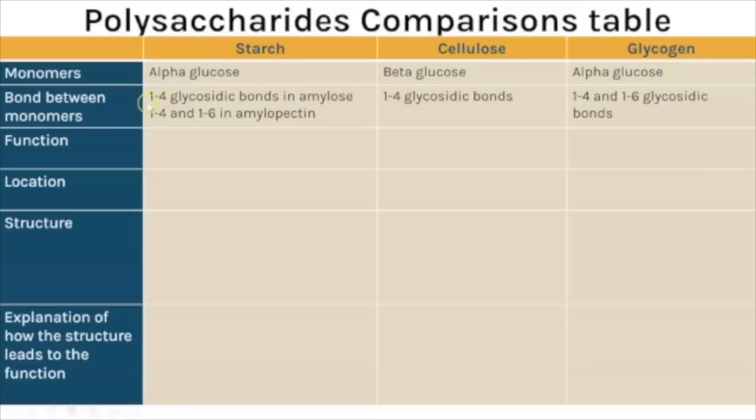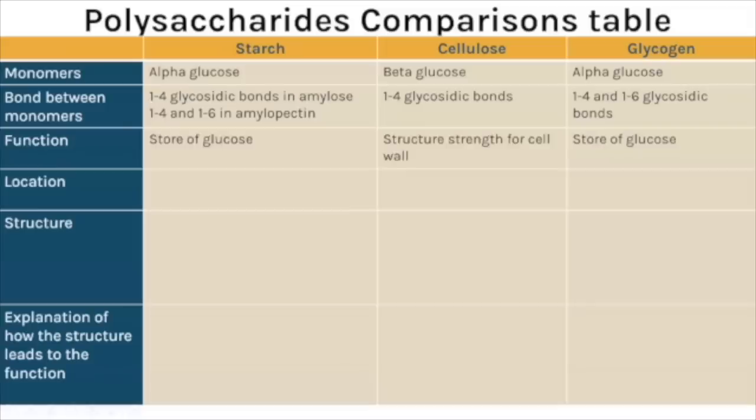So starch is made up of 1 to 4 and 1 to 6. And amylose, which is one of the polysaccharides of starch, only has 1 to 4, whereas amylopectin has both. Cellulose only has 1 to 4, glycogen also has both. And it's the 1 to 6 glycosidic bonds that create a branched structure. The 1 to 4 forms polymers in a straight line.